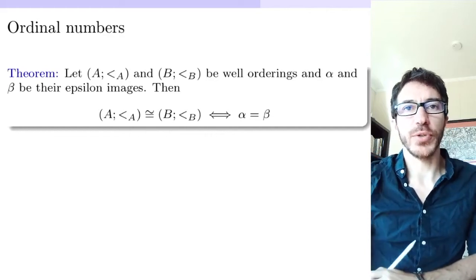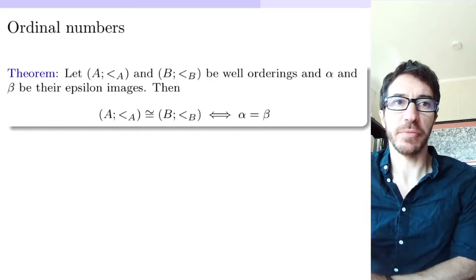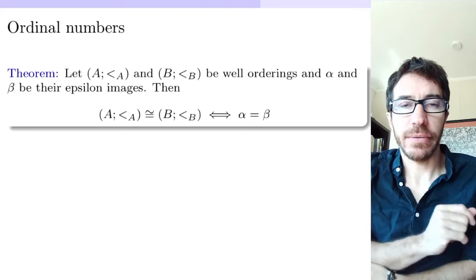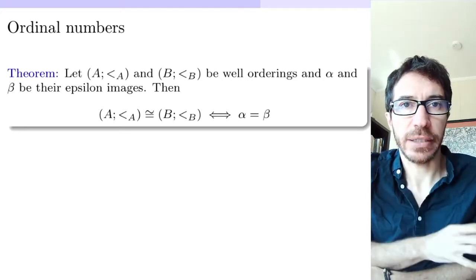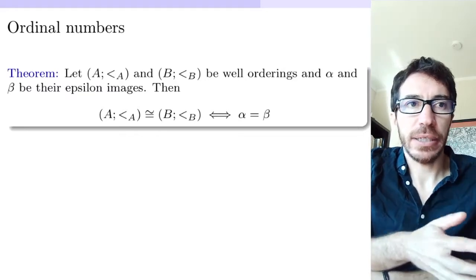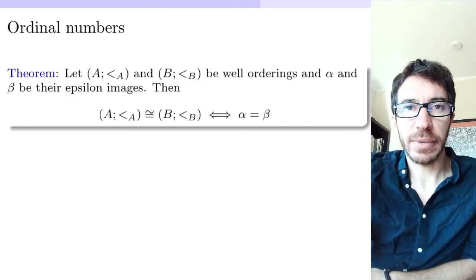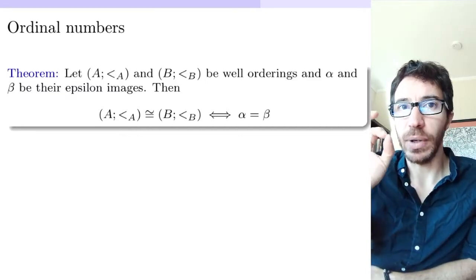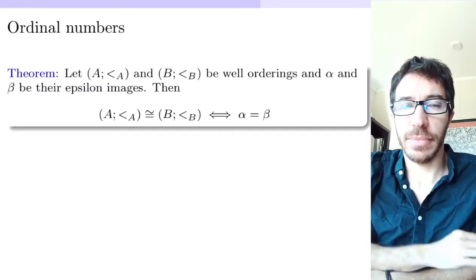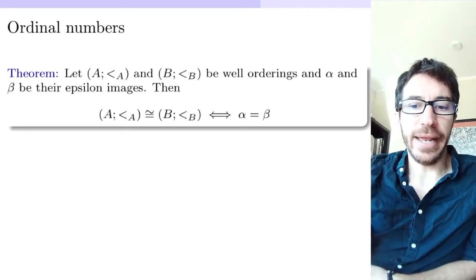Okay, so now we are ready to define ordinals. Before that, let's prove this theorem that we promised from last time, which is that if you have two well orderings, A and B, with orderings less than A and less than B respectively, and they have the associated epsilon images alpha and beta, then these two well orderings are isomorphic if and only if their epsilon images are equal. By equal I mean exactly equal, exactly the same object, not just similar. Let's do this proof.